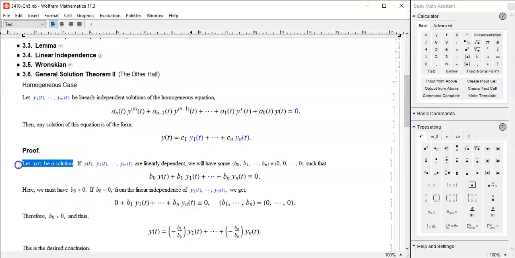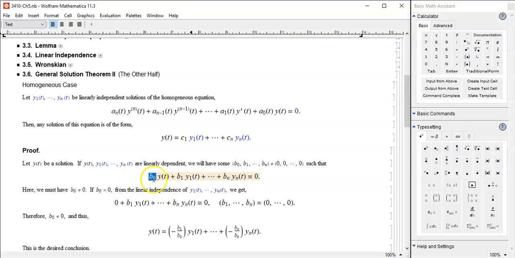Okay, let y of t be a solution. And if y and y1, y2, all the way up to yn are linearly dependent, then we'll have some coefficients b0, b1, all the way up. I mean, c is already taken, so I have to use some other character, b0, b1 and so on. Not everything is 0, so that the linear combination is constantly 0. Okay, now here's a typical trick in linear algebra. We'll claim b0 is non-zero.